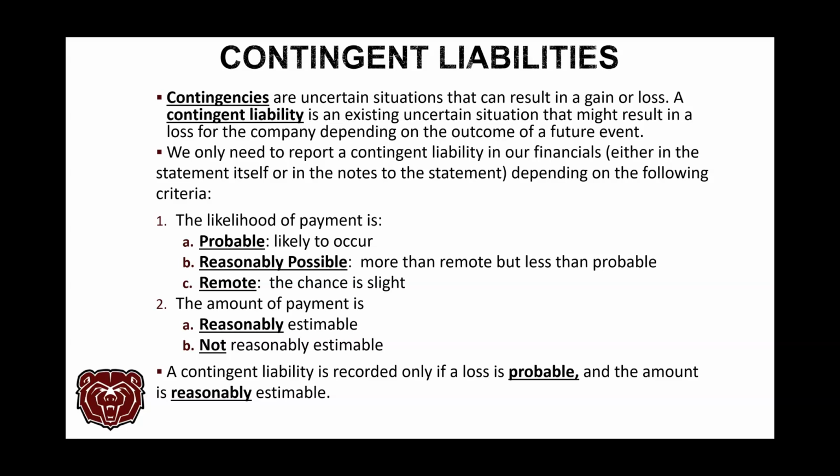The next kind of liability we've got to talk about is a new one. This is a contingent liability. Contingent just means that one event is dependent on another event happening. These are uncertain situations. These could result in a gain or a loss. They could result in nothing. We're not sure. It's contingent on another event occurring. It's the outcome of that future event.